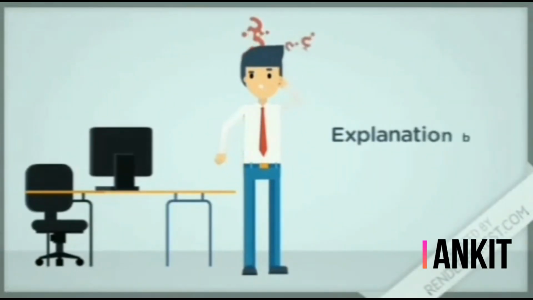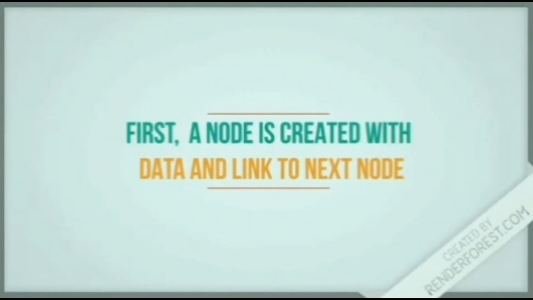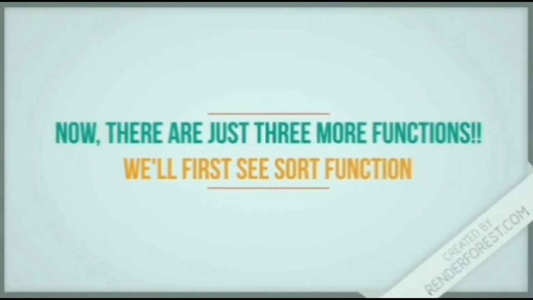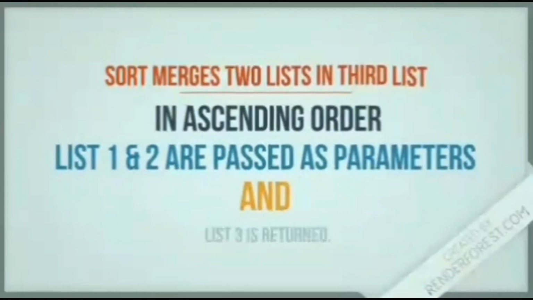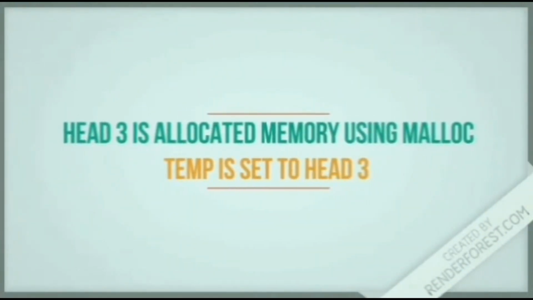Explanation by pseudocode. First, a node is created with a data variable and a pointer variable link pointing to the next node. Now, we will first see the sort function. The sort function merges two lists into a third list in ascending order, for which list 1 and list 2 are passed as parameters and list 3 is returned. Now first, head 3 is allocated memory using malloc and temp is set to head 3.